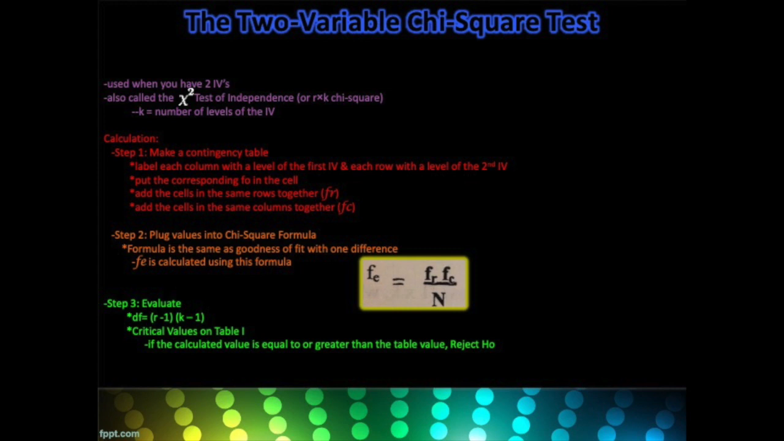And go back, grab your chi-square test statistic and see if it's equal to or greater than those crit values. And if it is, you get to reject H0. Okay, so let's take a look at the worksheet again so we can learn how to do a two-variable chi-square.